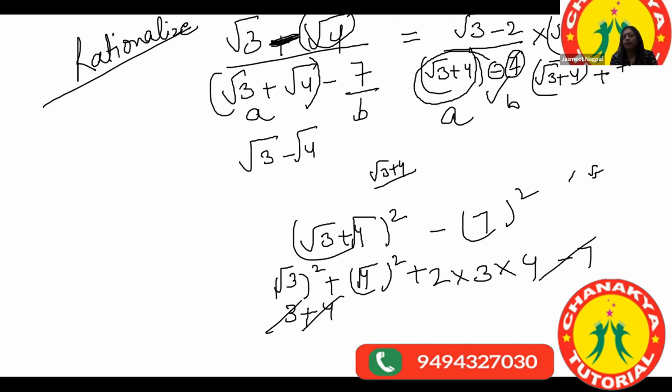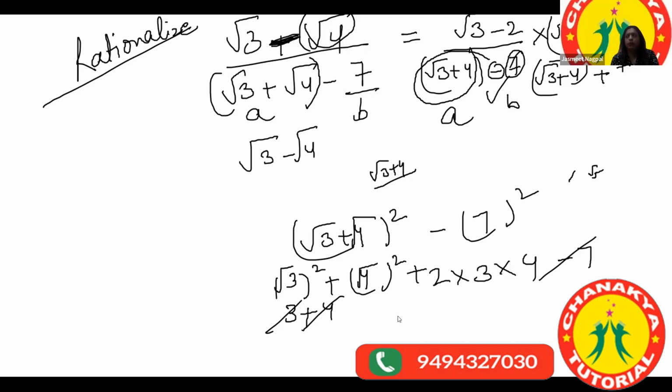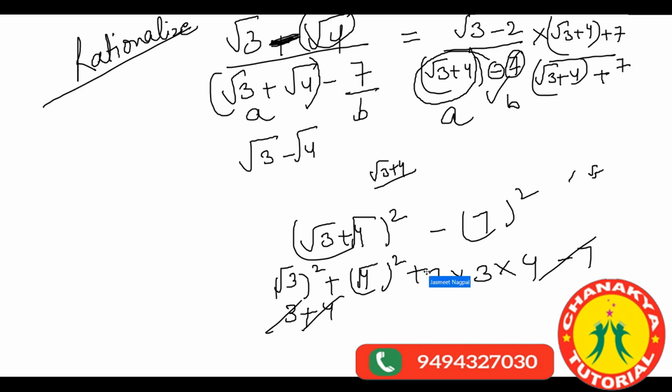Only what is left? Ma'am, but what happens to 2 into 3 into 4? Here, 2 into 3, this part. Yeah, this is your answer in the denominator. So 24. Okay, ma'am. Only 24 is in your denominator. So does it become 1 by 24, the answer? Yeah. And root 4 you consider, because this is cut with 7. So don't write 2. Root 4 is root 4. Okay, ma'am.